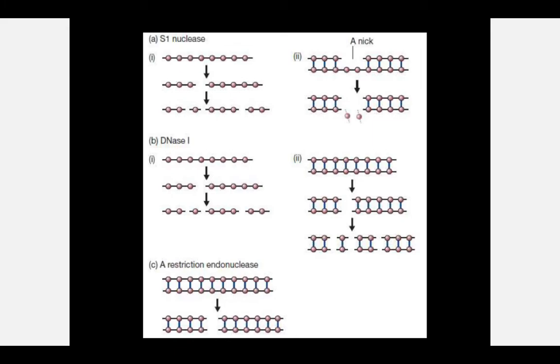Fine. Now, whenever you are putting the cut, some of the endonucleases work on a single strand. Some of them work on a double strand. Which will work on a single strand? For example S1 nuclease, for example DNase 1. They are going to work where? On a single strand. Some of them are going to work on what? Double strand.